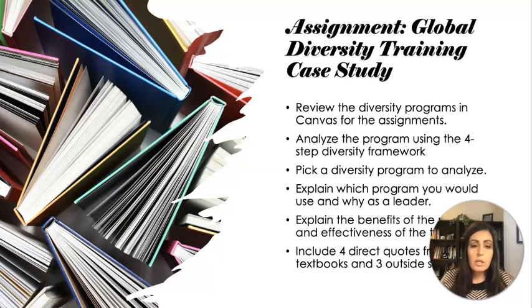The next one is our global diversity training case study. What you'll be doing in this written assignment is reviewing the diversity programs provided for you in Canvas. For this particular assignment, there's a list of a bunch of different organizations to go through. You'll pick a program and you'll analyze that program using the 4-step diversity framework that we used in our journal. So that's great. We're going to keep repeating something, but now we're looking at a complete training program.